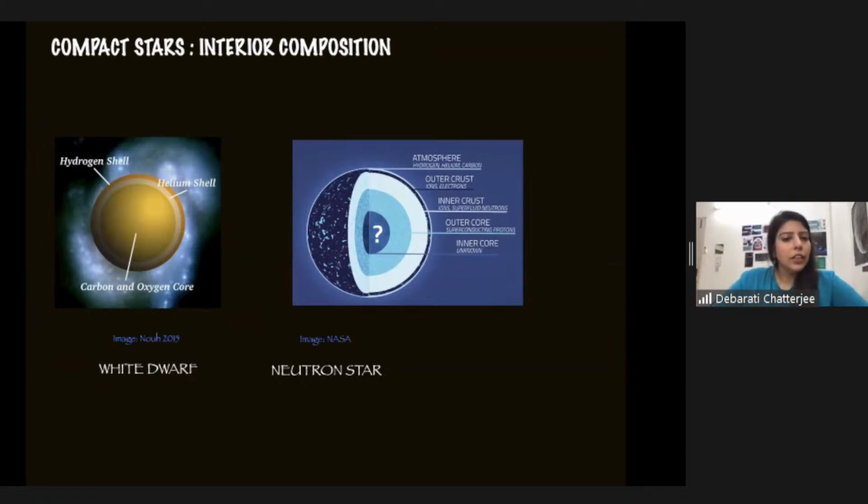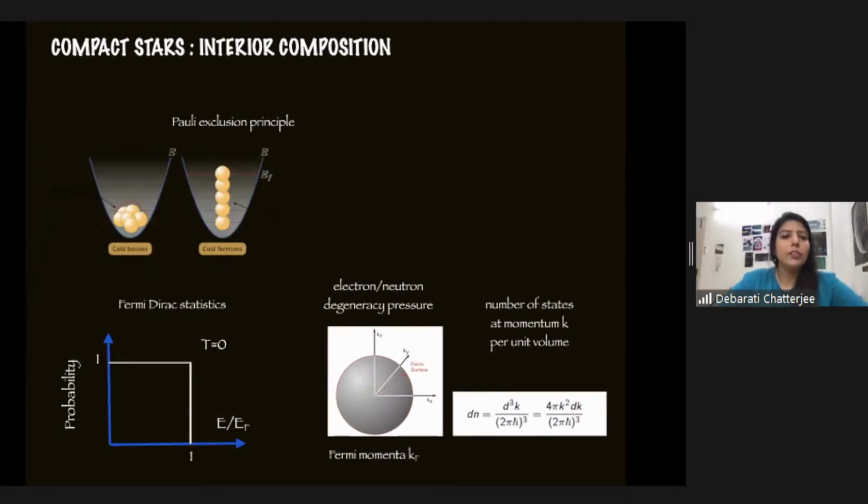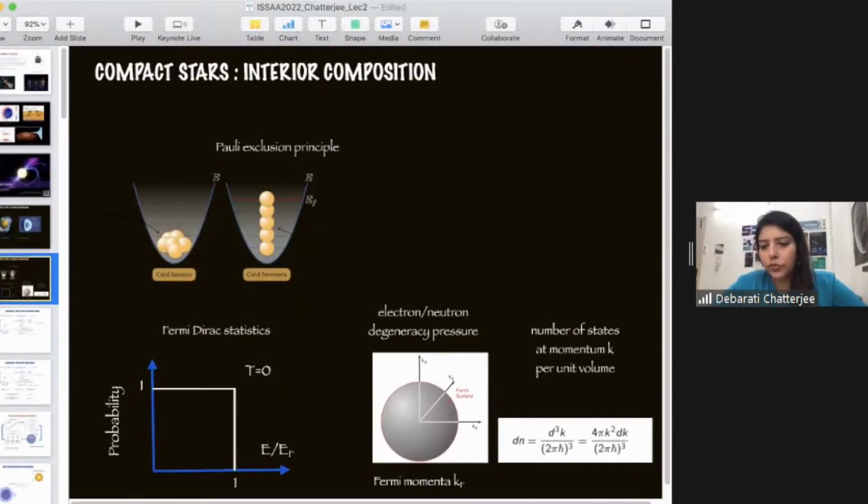Yesterday I showed you this rough diagram of the interior, but today we will delve much more into the details. Yesterday we already talked about the Fermi degeneracy pressure. This was also very nicely explained in Professor Dipankar Bhattacharya's lectures. We know that compact stars are stabilized against gravity with the help of the degeneracy pressure. And degeneracy pressure is, one second, I will just move this.